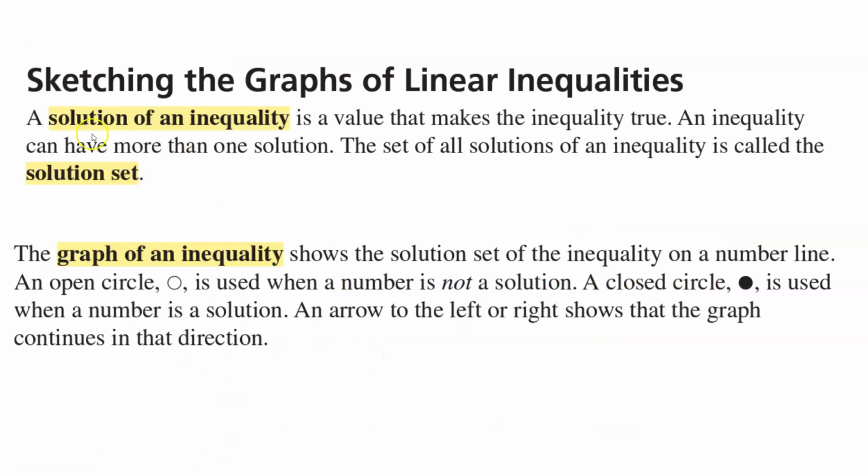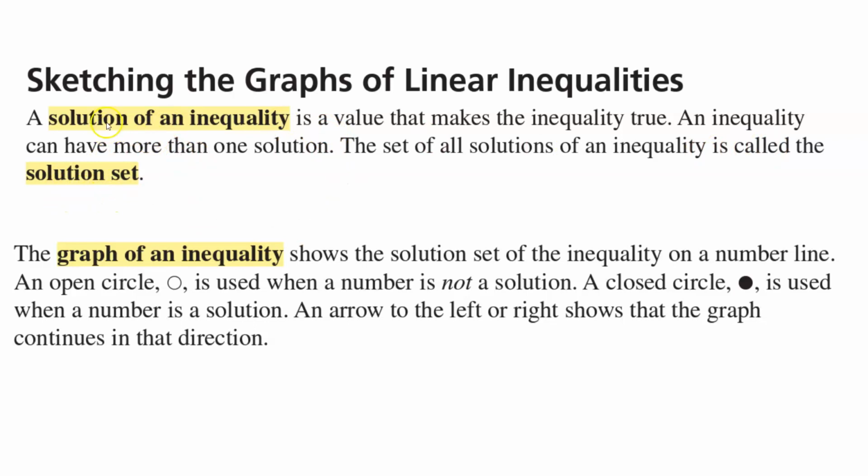All right, so a solution of an inequality is just a value that makes the inequality true, like we just found out with the -4. In the second inequality, it worked, it made the inequality true, so it was a solution. An inequality can have more than one solution. Generally, they're going to have lots and lots, infinitely many solutions. The set of all solutions of an inequality is called the solution set.